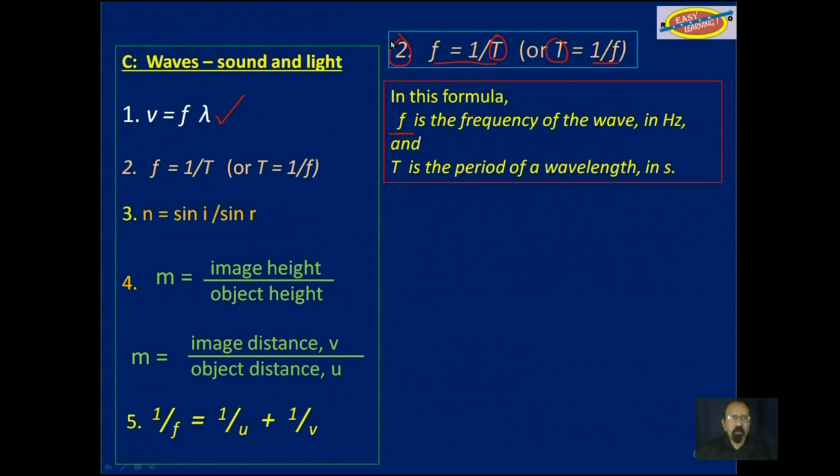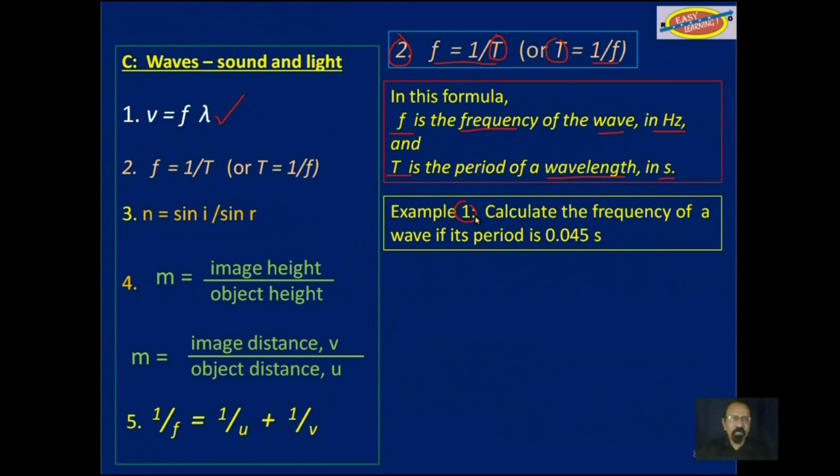Now we come to formula 2. In this formula, F is frequency of the wave in hertz and T is the period of the wave in seconds. So let's look at the first example for this formula here. We know the period is that. We want to find the frequency. We have a formula that says F is equal to 1 over the period.